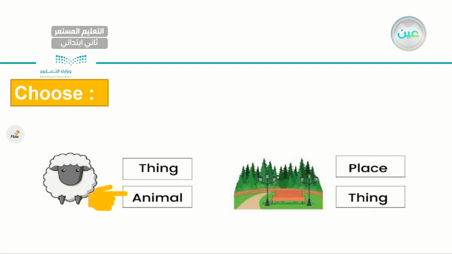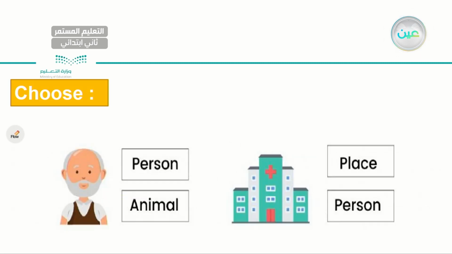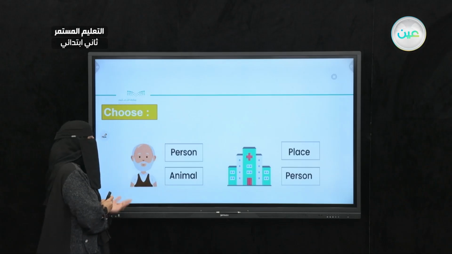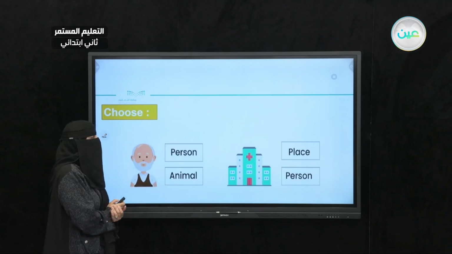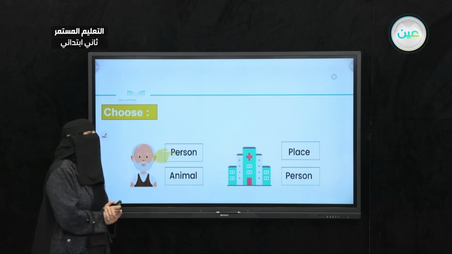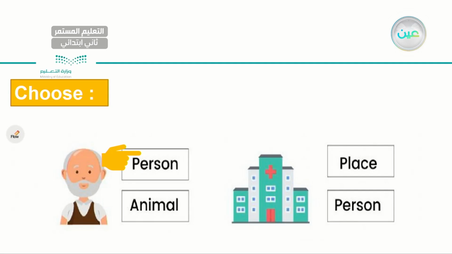How about the second? I have a park or a garden. What do you think? Is it a place or a thing? It is definitely a place. Very good. Excellent. Now, how about this picture? What do you think? What can you see? A person or an animal? I can see a person. Very good.